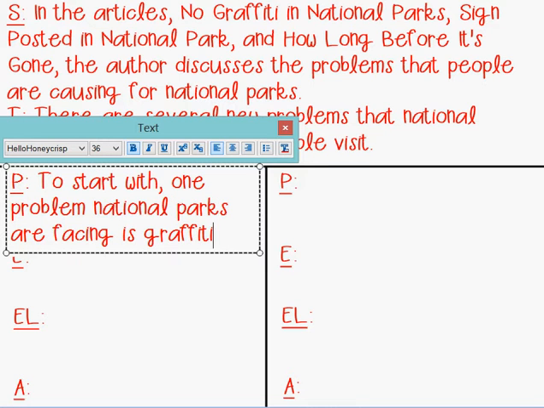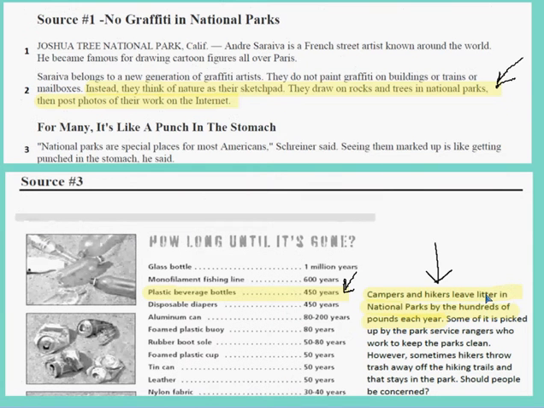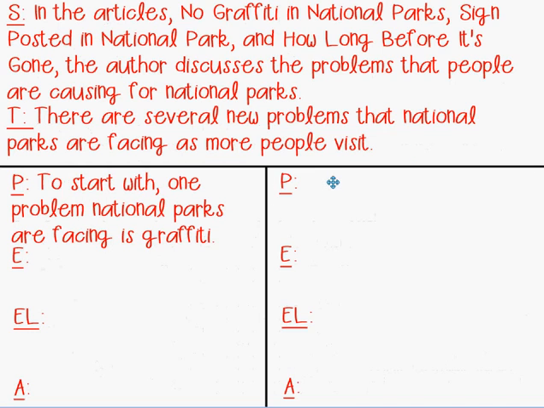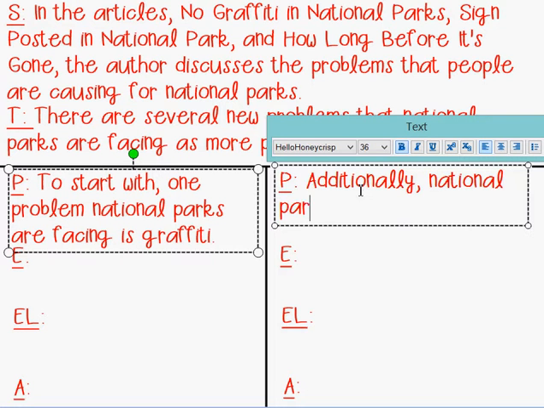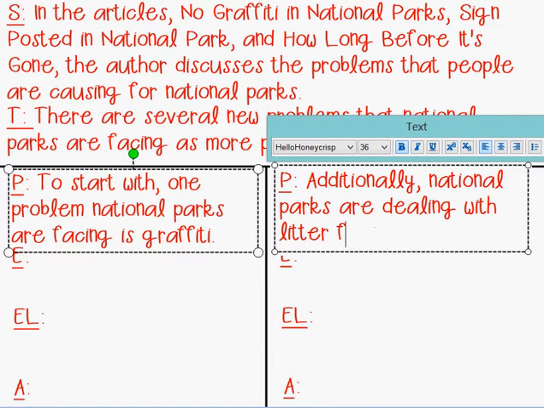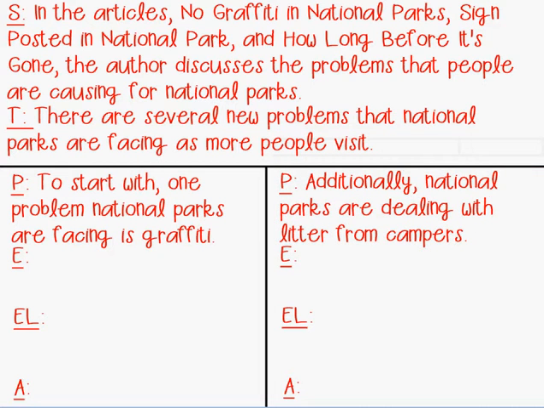Okay, so I'm kind of taking part of that thesis, talking about problems and national parks, and I'm giving my answer. One of those problems is graffiti. Okay, my other point that I found was about litter. So I need to mention that. And this also has a transitional phrase. Additionally, national parks are dealing with litter from campers. So I have that they have an issue, and their issue is that they're dealing with litter, or what another problem is, they're dealing with litter. You can say it in several different ways to kind of get your answer in.